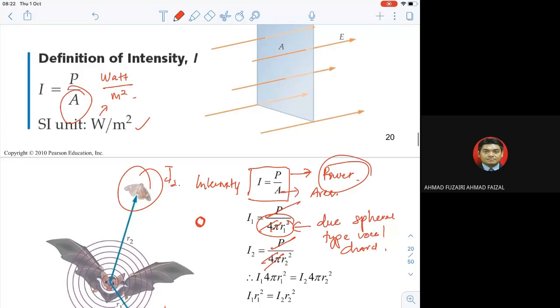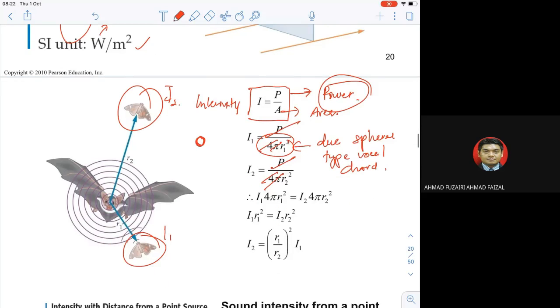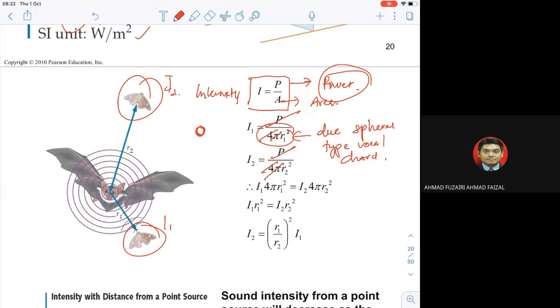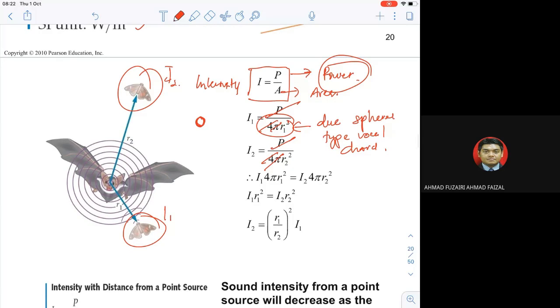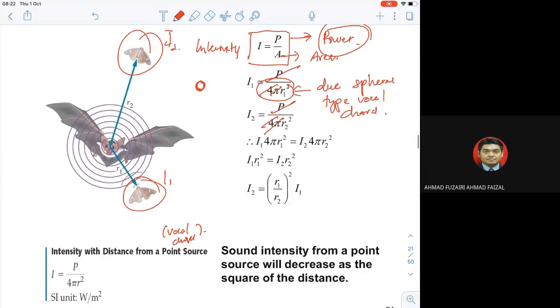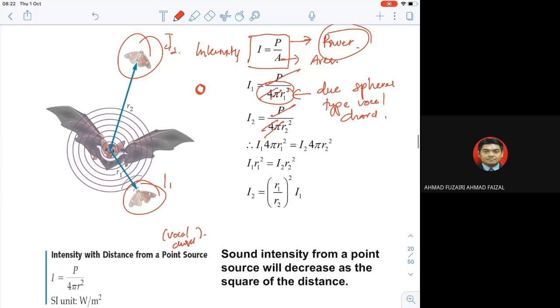For the vocal cord, normally we can say it is a point source. A point source is like a very small marble. So the surface area of the sphere around the point source is 4 pi r squared.